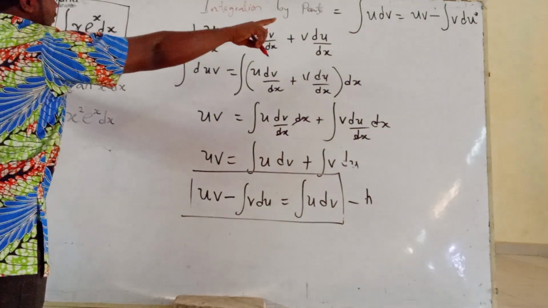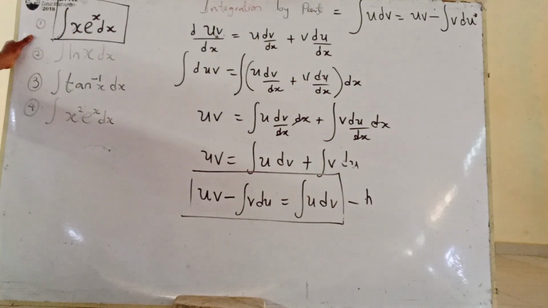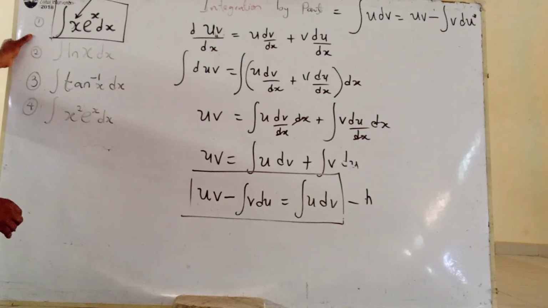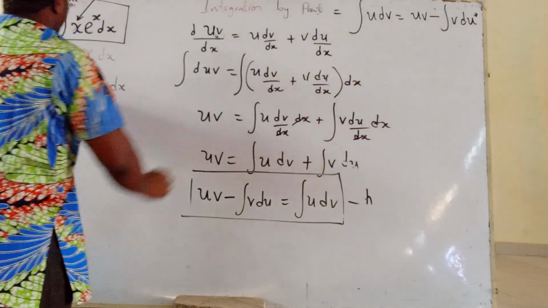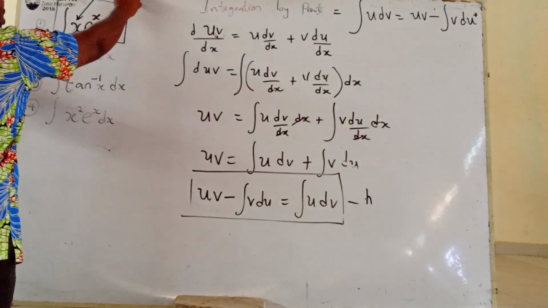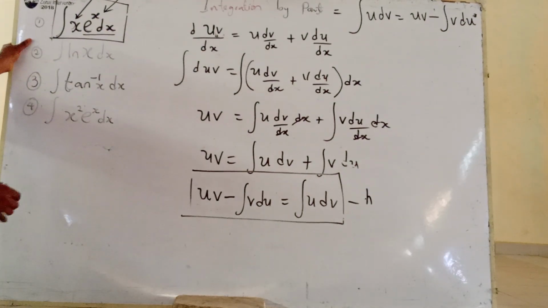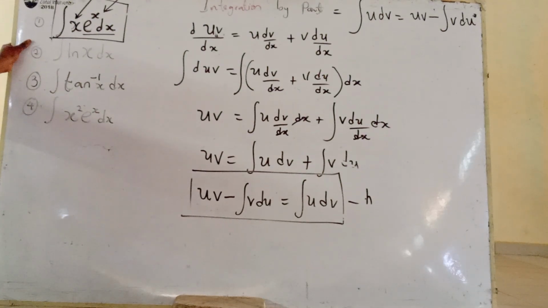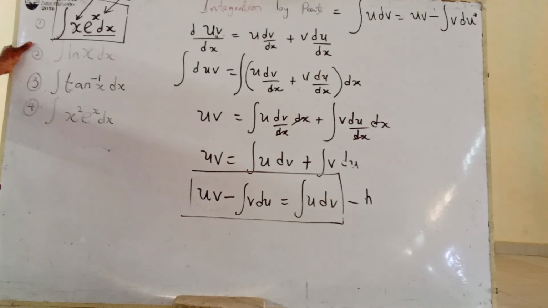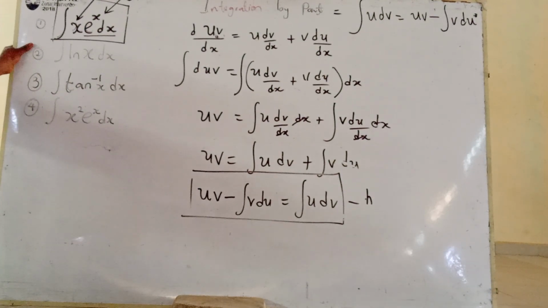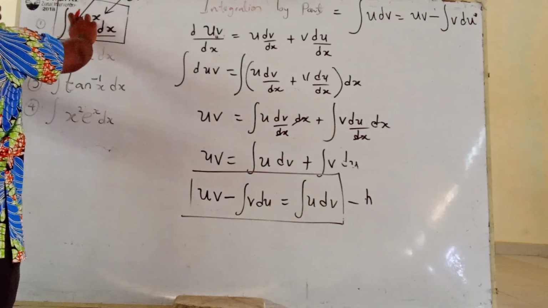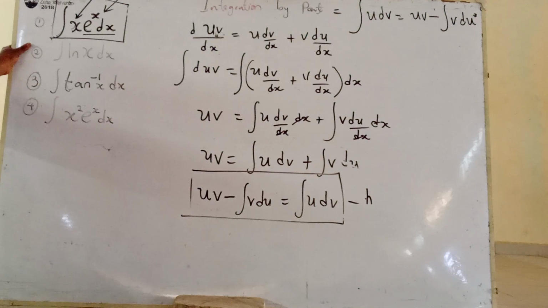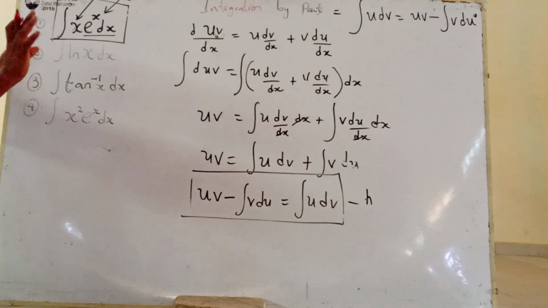Can you see? We have dv. So we can take this to be our u. Can you see that? And then the whole of this function will be dv. Are we together? We can take this function to be u and take this function to be dv.